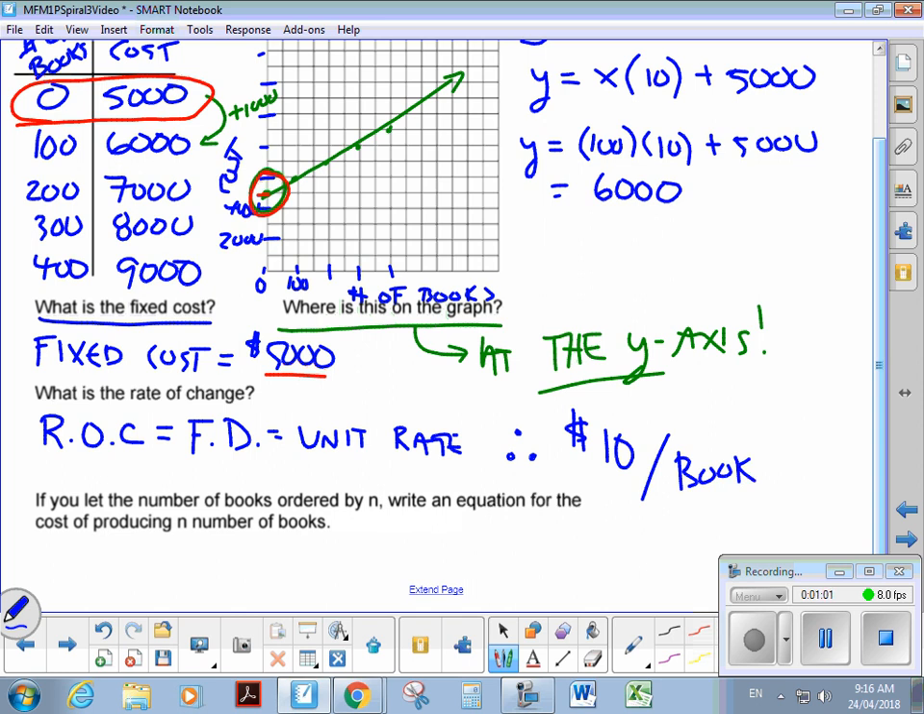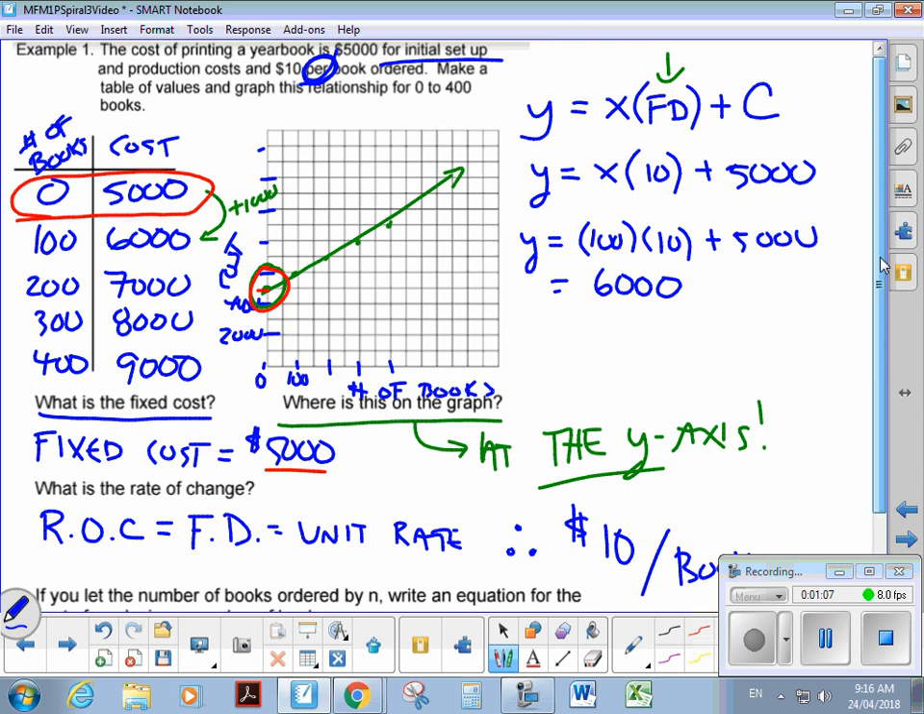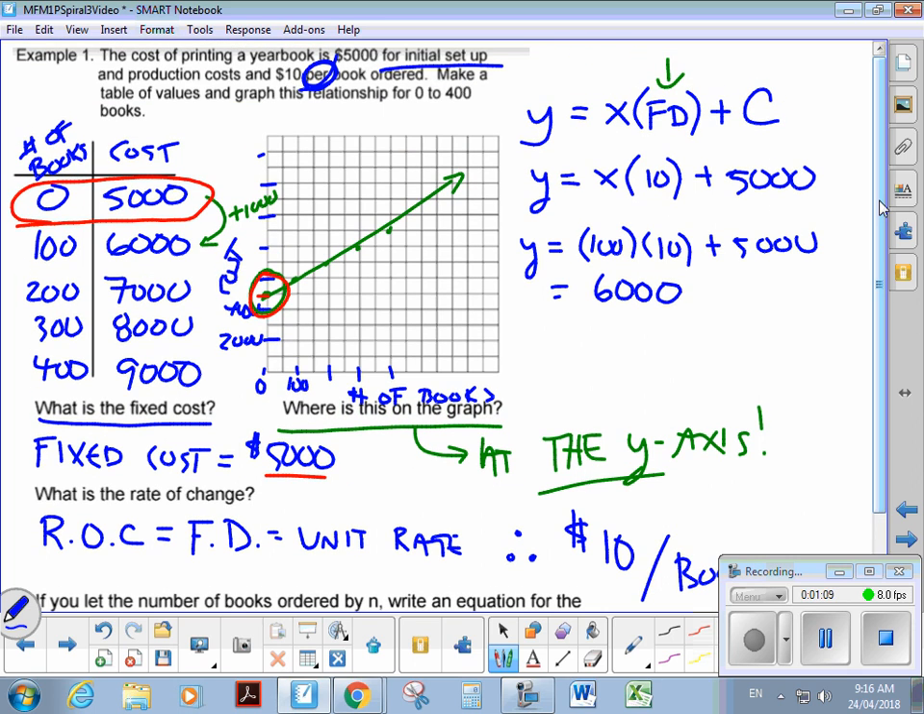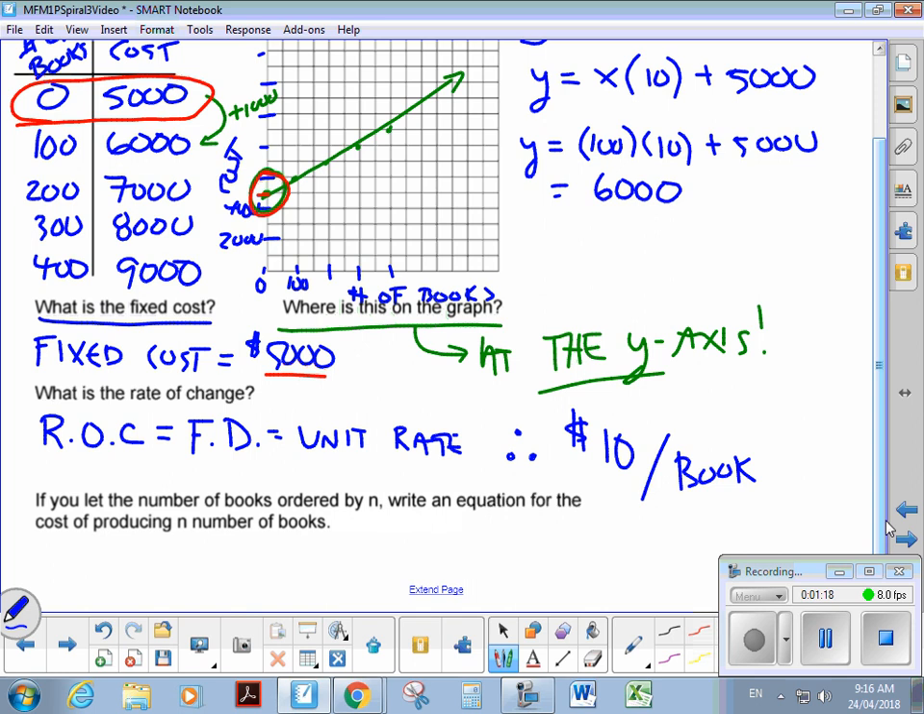So what is the rate of change? Well, rate of change, first difference, unit rate, it's all the same. It is $10 per book, and that's given in the question. As soon as you see that word per, per is a unit rate. As soon as you have unit rate, you know first differences, you know rate of change.